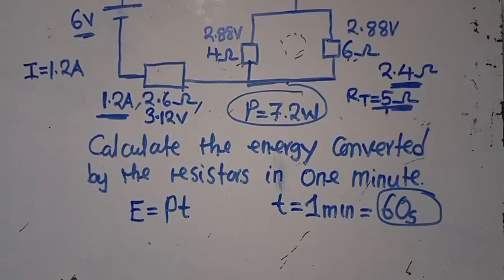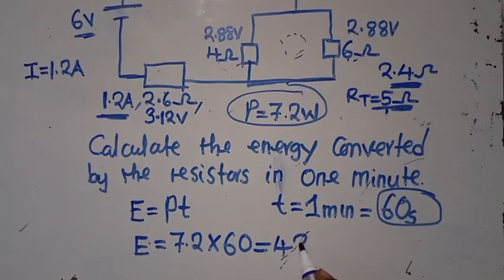432. This is so good. Correct. So the answer is 432. You just do this: energy is equal to power, 7.2, times time, which is 60. Time should be in seconds. So we are getting 432 joules. This is the energy. This is what you are supposed to do. These are some of the things that you need to know and understand.